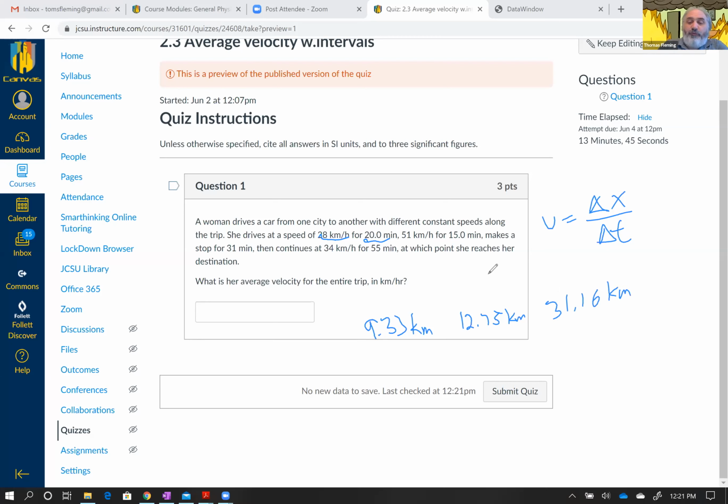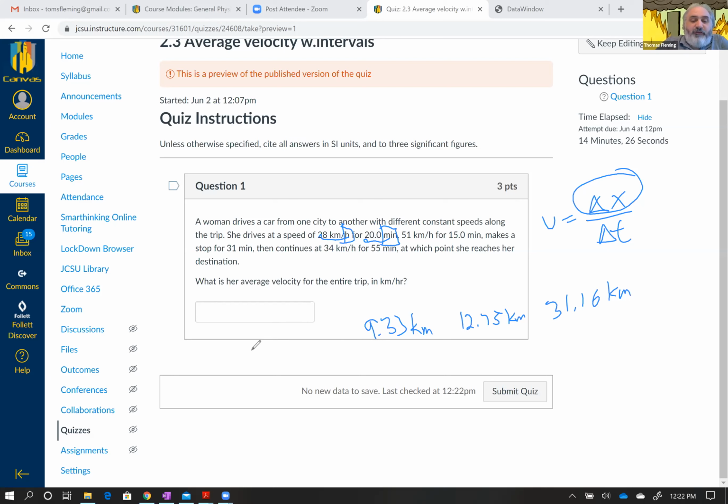So if I add those three things together, that's going to give me delta X. That's how far she went. Well, I have a question. So you said you're doing distance equals velocity times time. So you're multiplying. Did you just multiply 28 by 20? I didn't multiply by 20 because I can't mix different units for the same thing. I can't mix minutes with hours. So what I did is I converted the minutes into hours. Oh yeah, you did. Okay, gotcha.